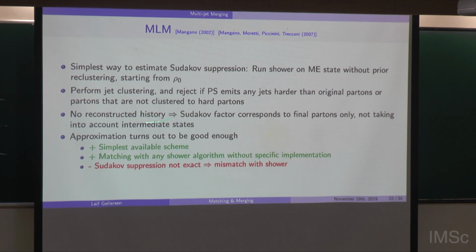So since you don't reconstruct the history here to find the no-emission probabilities, the Sudakov factor doesn't correspond to the correct internal structure of your event. It corresponds only to the final partons. So this is an approximation, but it turns out to be pretty good. And it is very simple to implement, because you just need to run your shower on the matrix element and then apply a jet clustering. But you don't need to deal with the details of the shower. You can do it with whatever shower you like. And yeah, the drawback then is that the Sudakov suppression is not exact. So you get a mismatch with the shower, and the further down in resolution scale you go, the larger this mismatch might be, because there the Sudakov suppression is more intense.